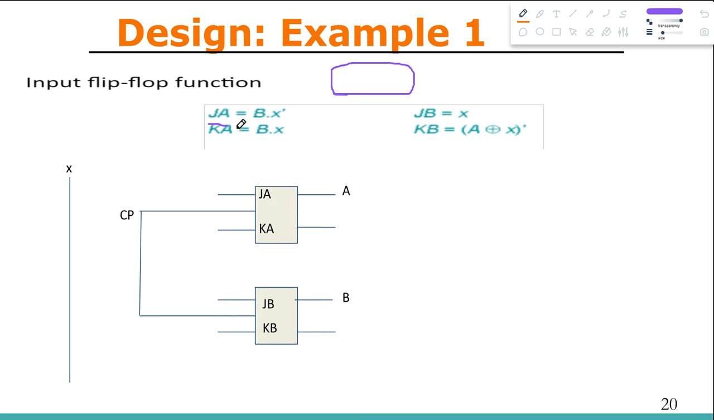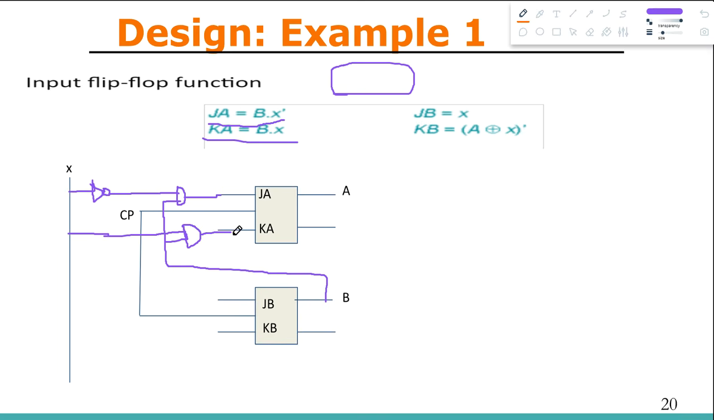So the first equation here is JA equals B X prime. Here is B, so I'm just going to take a connection from B and X prime, which means I need to use a NOT gate. So this is X prime, and those two would be joined in an AND gate, and then the output would be connected to JA. Then KA equals B X. Alright, so this is X and this is B, so I can just use an AND gate to connect them both, and then connect it to the KA part.